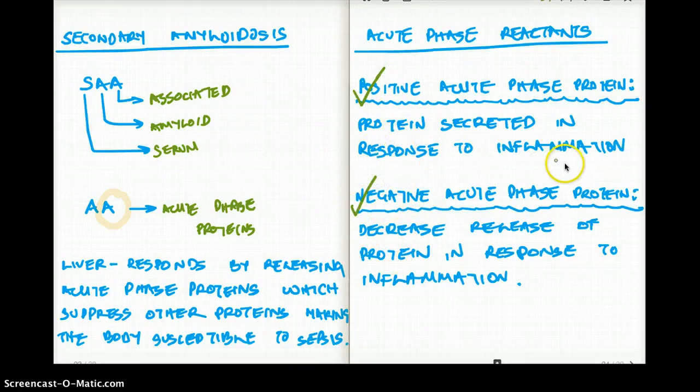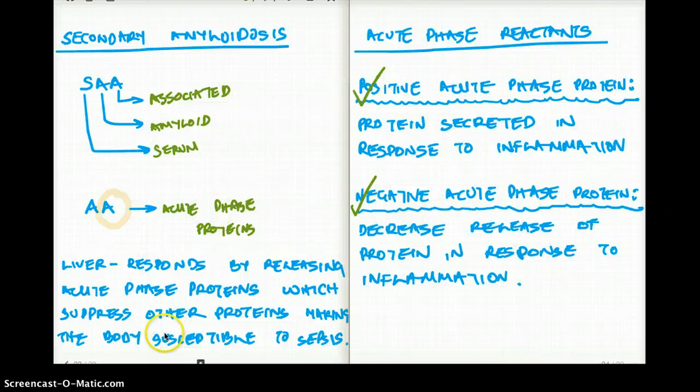The positive one deals with when there is an inflammation. If proteins are released due to that inflammation, that would be a positive acute phase protein. And negative would be due to inflammation. If there is decreased release of a certain protein, that effect would be a negative acute phase protein.